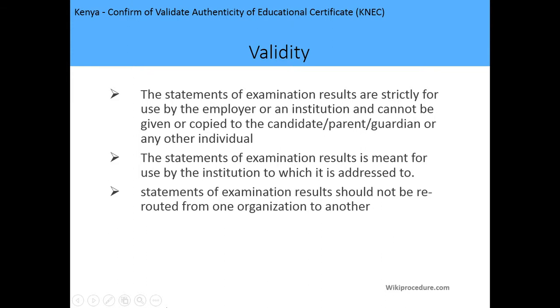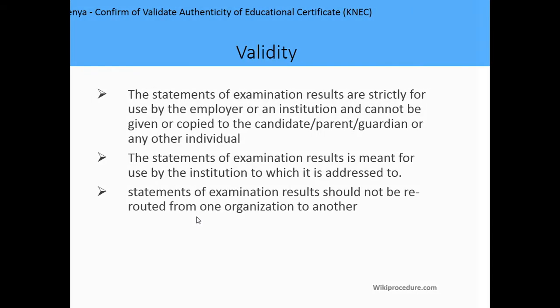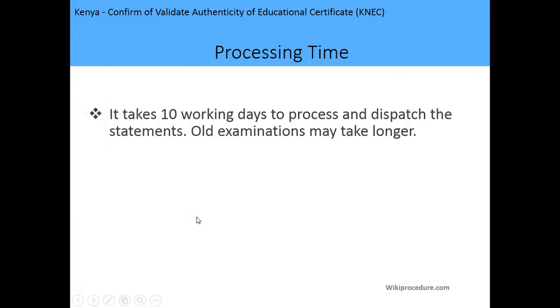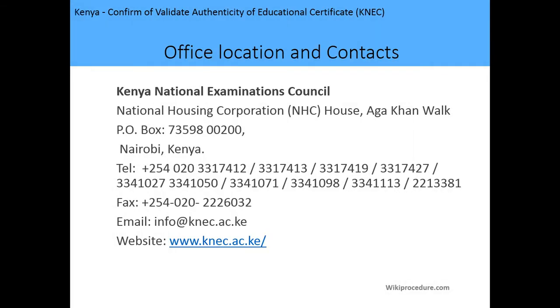You need to know the examination results are strictly for use by the employer institution and cannot be given or copied to the candidate, parent, or guardian, or any other individual. The statement of examination results is meant for use by the institution which it is addressed to, and should not be rerouted from one organization to another. The processing time is 10 working days or longer for older examinations.